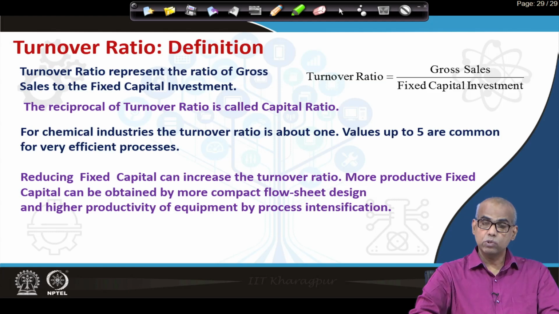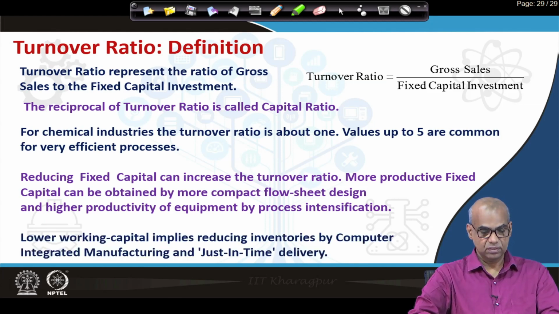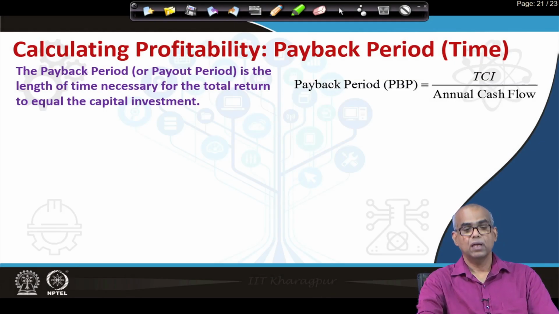How will you reduce the fixed capital? More productive fixed capital can be obtained by more compact flow sheet design and higher productivity of equipment by process intensification and integration. Lower working capital implies reducing inventories. So, how do you reduce inventories? By computer integrated manufacturing and just in time delivery. That means there is no delay in delivery. So, your inventories will reduce.